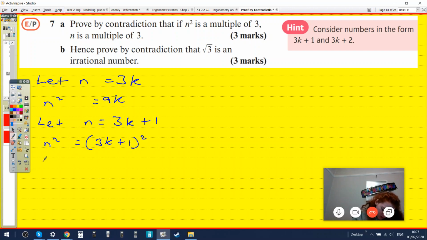So that is n squared is equal to 9k squared plus 6k plus 1. Okay, so this is not a multiple of 3, and I believe this is not a multiple of 3. We could also try let n be equal to 3. Can you think of another number that won't be another way of expressing a number not in the 3 times table?